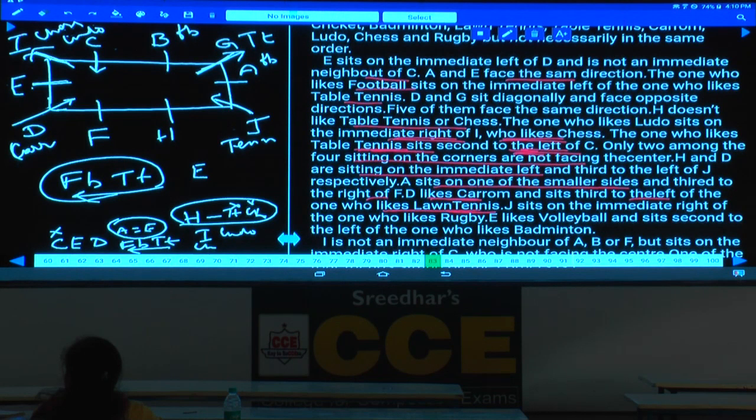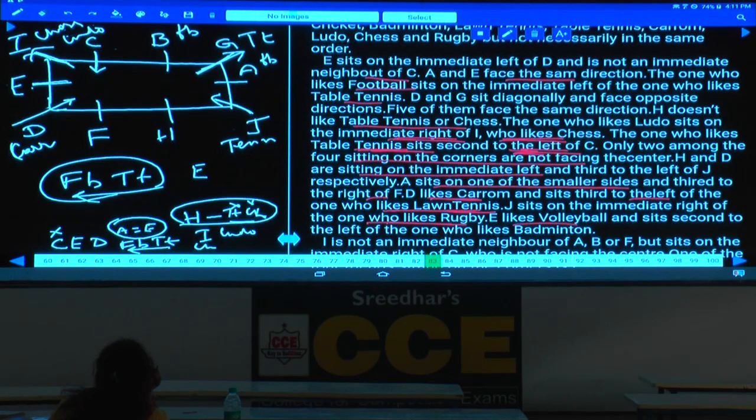C, I will come to that one, okay? C, and J sits on the immediate right of the one who likes rugby. J is to the immediate right of the one who likes rugby, hence rugby can be either A or H. Either A or H, and H does not like table tennis. And football and table tennis, J sits on the immediate right of the one who likes rugby.